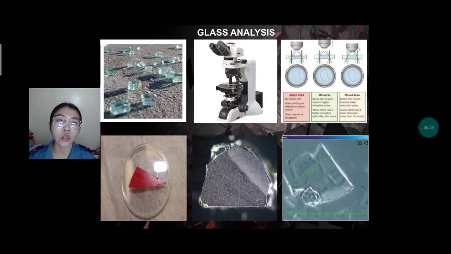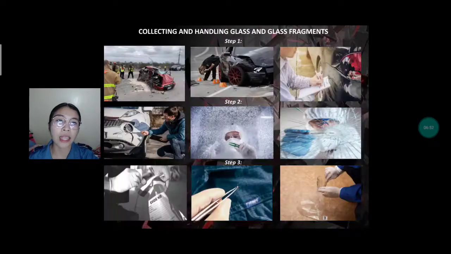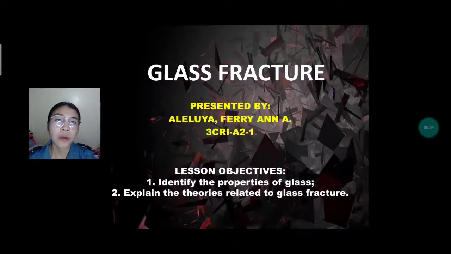So, balikan natin yung lesson objectives kung natakpan nga ba natin yung mga kailangang ipaliwanag. So, identify the properties of glass. So, naipaliwanag ko naman yan at na-discuss din. So, explain the theories related to the glass fracture. So, I hope malinaw po for this video ang glass fracture and I hope na nakapulot kayo ng konting information about this video. So, I thank you for watching.